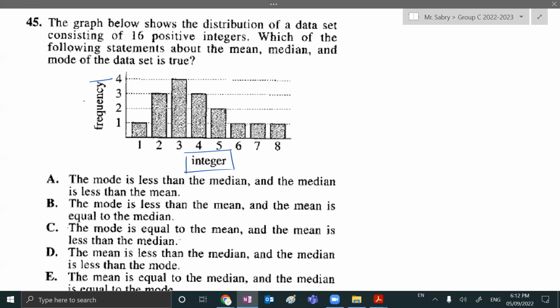And to understand a bit what you need to look for, you have to read through some of the choices. Like A says the mode is less than the median, and the median is less than the mean. So apparently they're comparing the mean, mode, and median, which means I have to find the three of them and compare them. Okay.